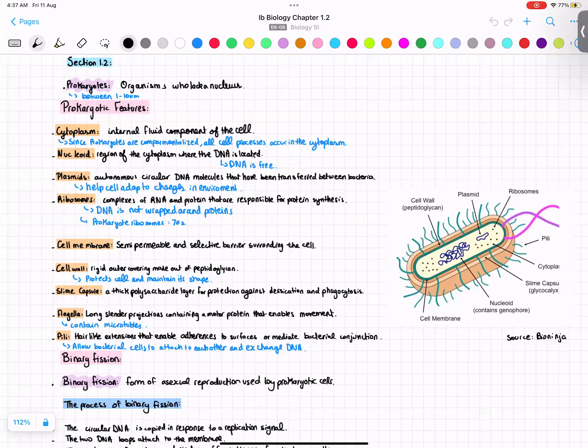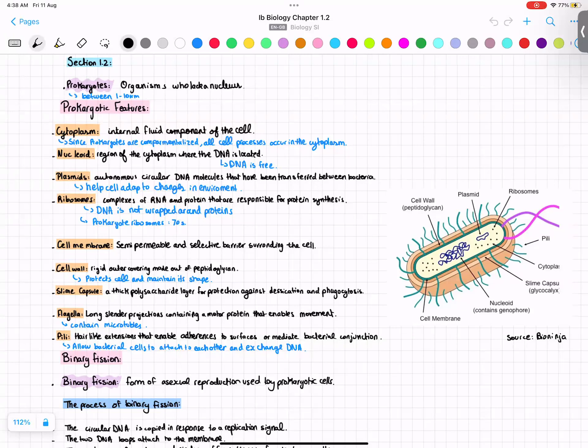Firstly, you have the cytoplasm. The cytoplasm is the internal fluid of the cell, and all of the chemical reactions of life take place inside the cytoplasm. And because prokaryotes aren't compartmentalized, all processes actually occur in the cytoplasm. Here it's written R, but they're actually not compartmentalized.